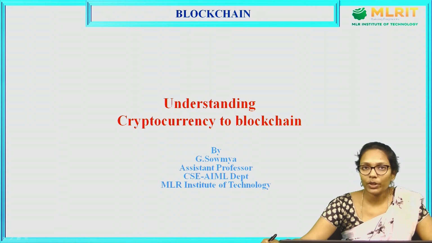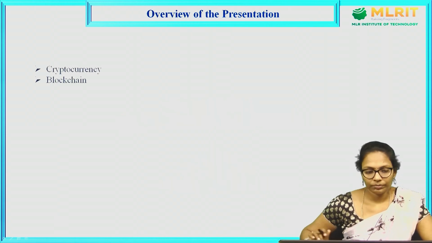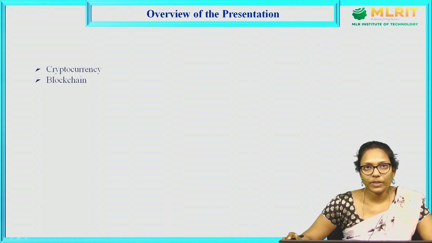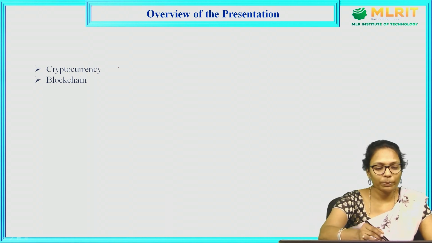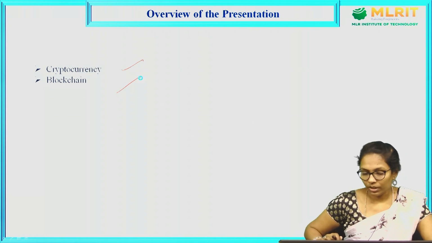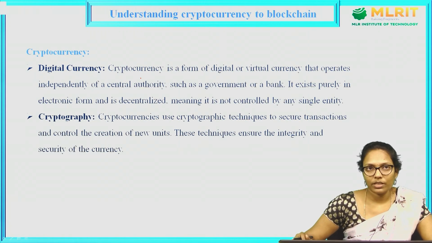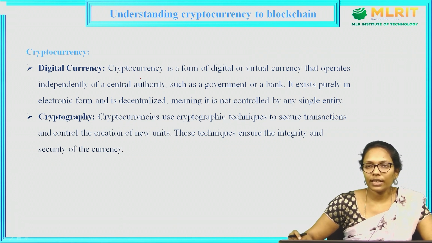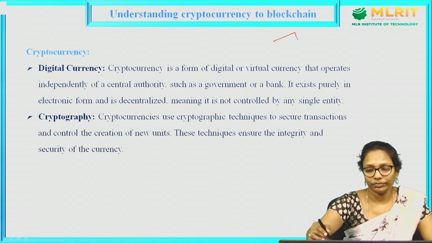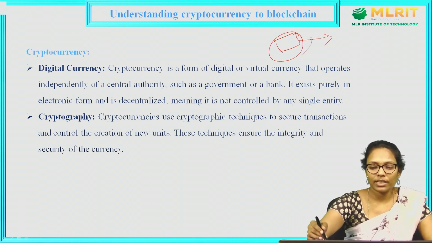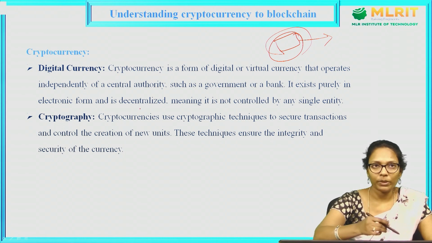In this video, we are going to discuss understanding cryptocurrency to blockchain. The overview of this presentation covers cryptocurrency and blockchain. First of all, what is cryptocurrency? We know cryptocurrency is a digital currency. It doesn't have any physical form. It's like a normal file, so we can only see this digital asset. We have different properties for this cryptocurrency.